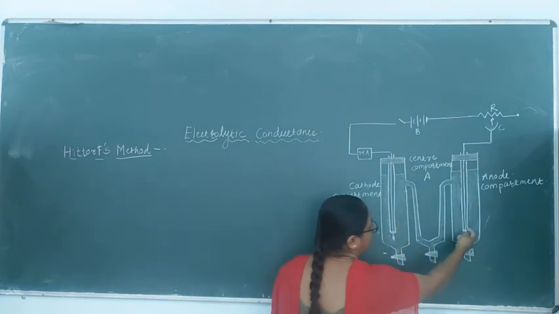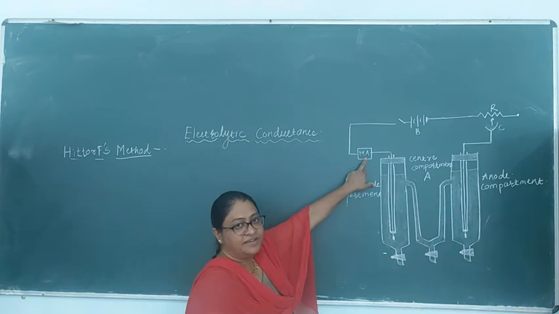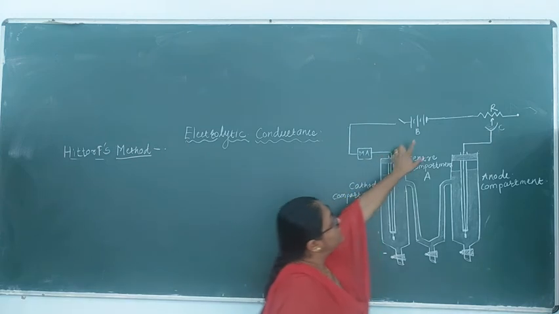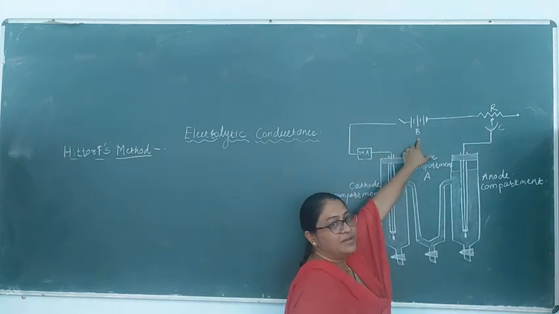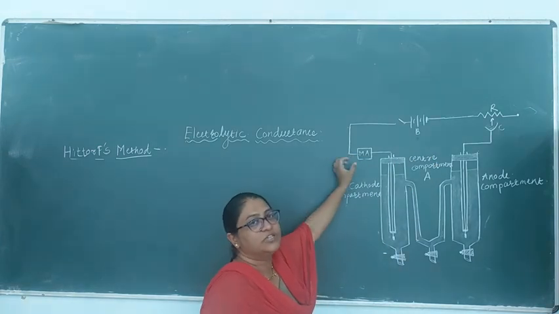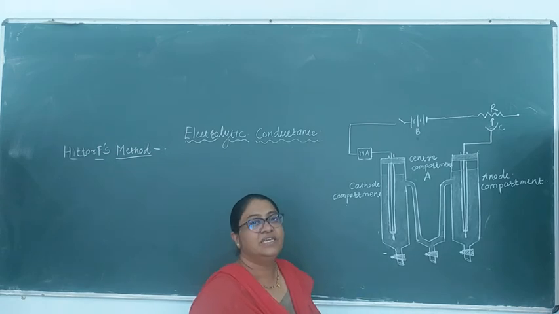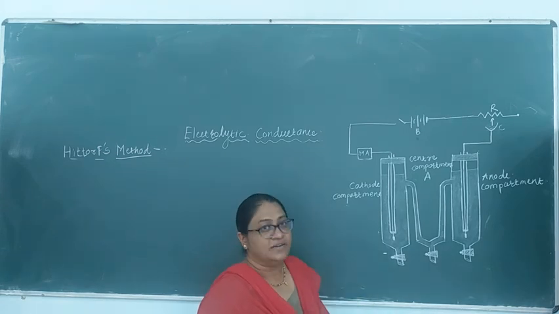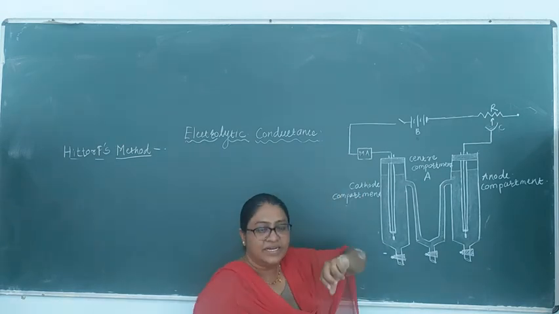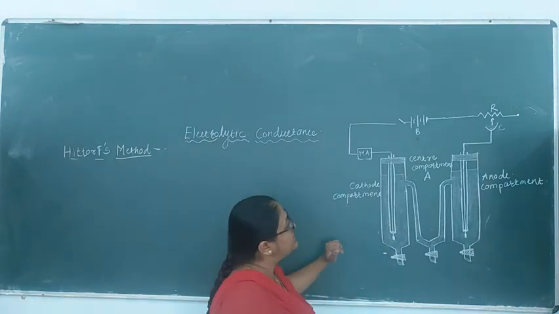These are the electrodes, and to the electrodes a milliammeter is joined in series with the circuit. The battery is there to provide the current. What does the milliammeter do? With the milliammeter we can adjust the desired current that should flow through the circuit. The milliammeter shows the current, so we can adjust the desired current that will flow through this electrolytic cell.